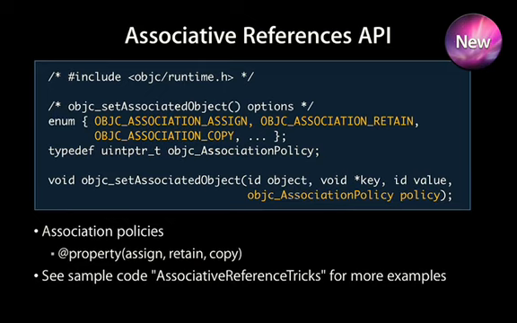So here's a piece of the API. There's another function for getting. But you'll notice these policies are defined to correspond to the property attributes assign, retain, and copy. So it's very easy to implement properties in terms of associative references. In fact, I'd say it'd be a really good idea to be able to synthesize properties. There's no syntax for this yet.